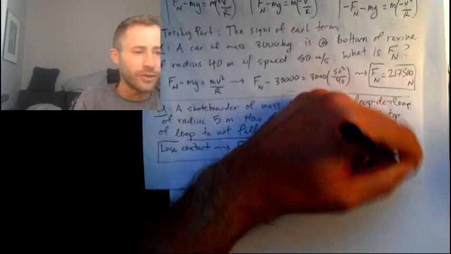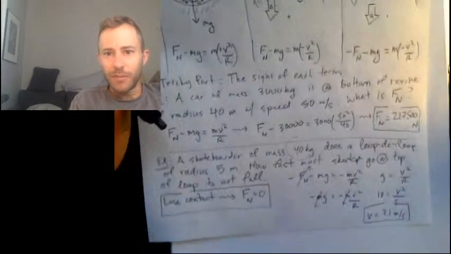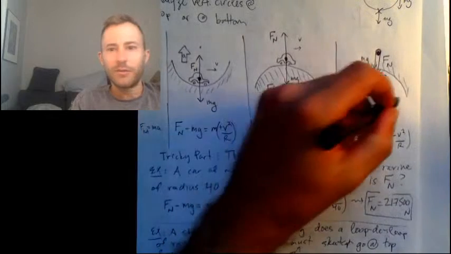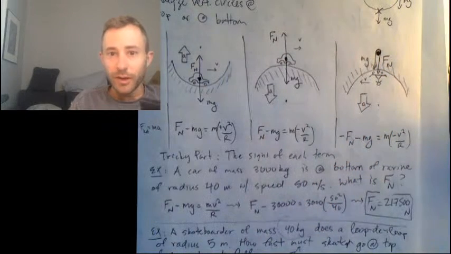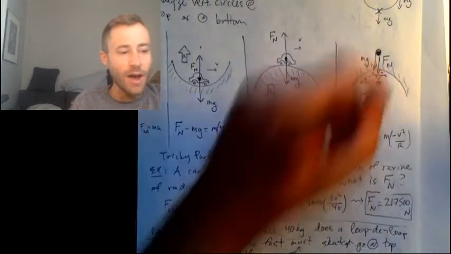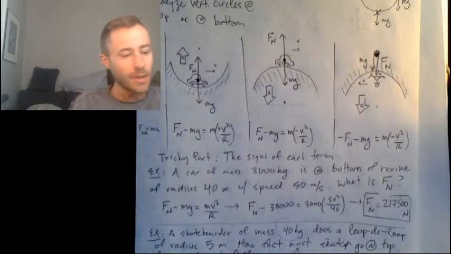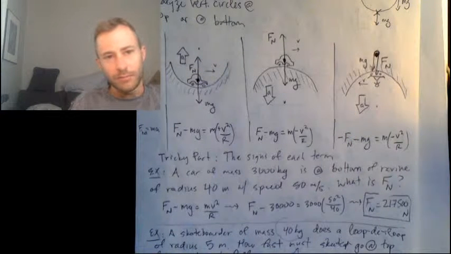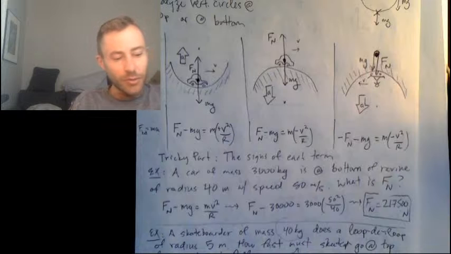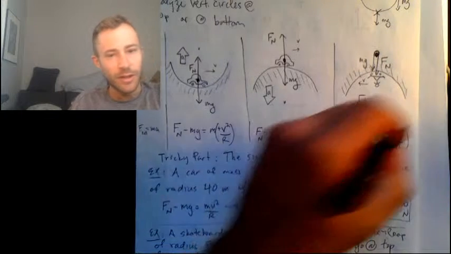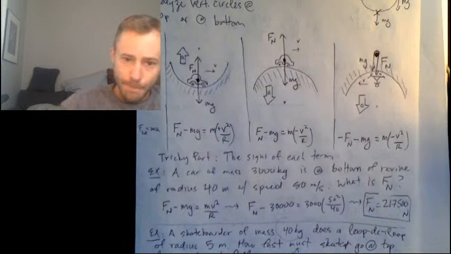So if the skateboarder got to the top of this loop-de-loop and was traveling only at 5 meters per second, they're going to fall out of the loop-de-loop and probably hurt themselves, okay? If they're going at, I don't know, 8 meters per second, that's more than enough and they can actually complete the loop-de-loop. All right?